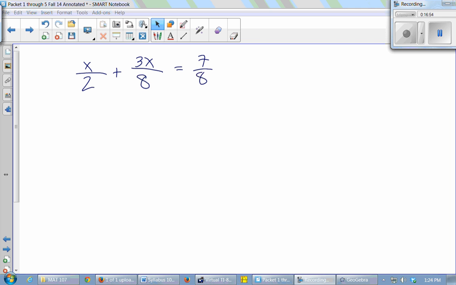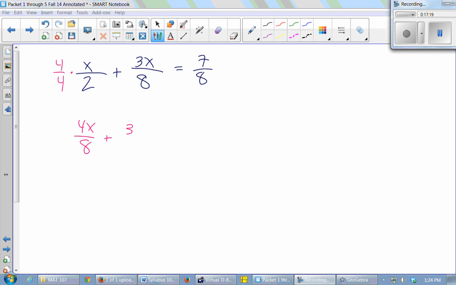Okay, let's do it two ways. Let's do it the old way that we would have done before today, and then we'll do it the clearing fractions way. So on the left-hand side of this equation, I have a denominator of 2 and a denominator of 8. What's the least common denominator of those two? 8. So I would multiply just this one fraction by 4 over 4. So I would end up with 4x over 8 plus 3x over 8 equals 7 over 8. Now what is 4x over 8 plus 3x over 8?